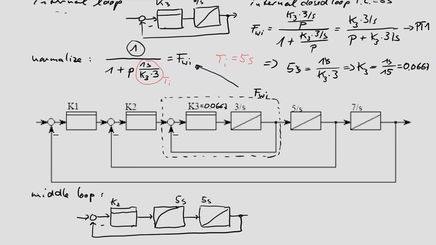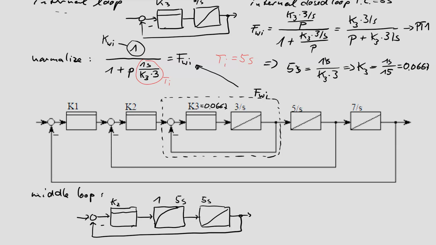This we can call the new K with the internal loop. That is the gain of the closed loop system of the black dotted area, the gain of FWE, and this is 1. Now very important, don't mix it up with K3. K3 is the open loop gain and 1 is the closed loop gain. That is the difference.